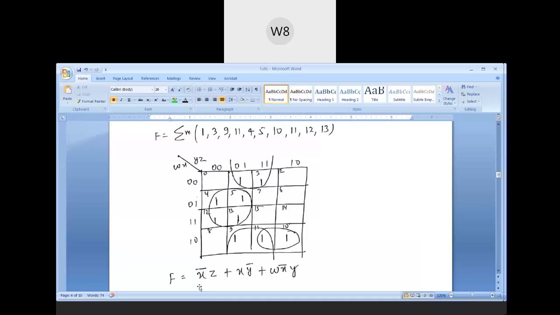By the way, this representation is called sum of product representation of the function, because here we have terms and each term is basically a product of variables, either in complement or uncomplement form.